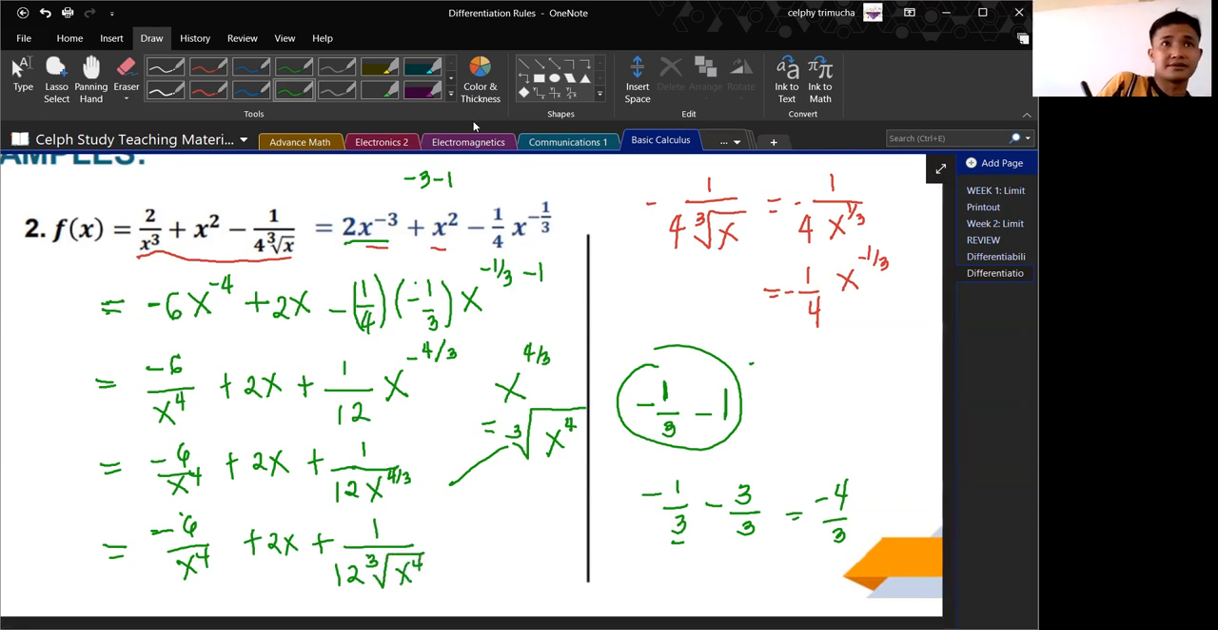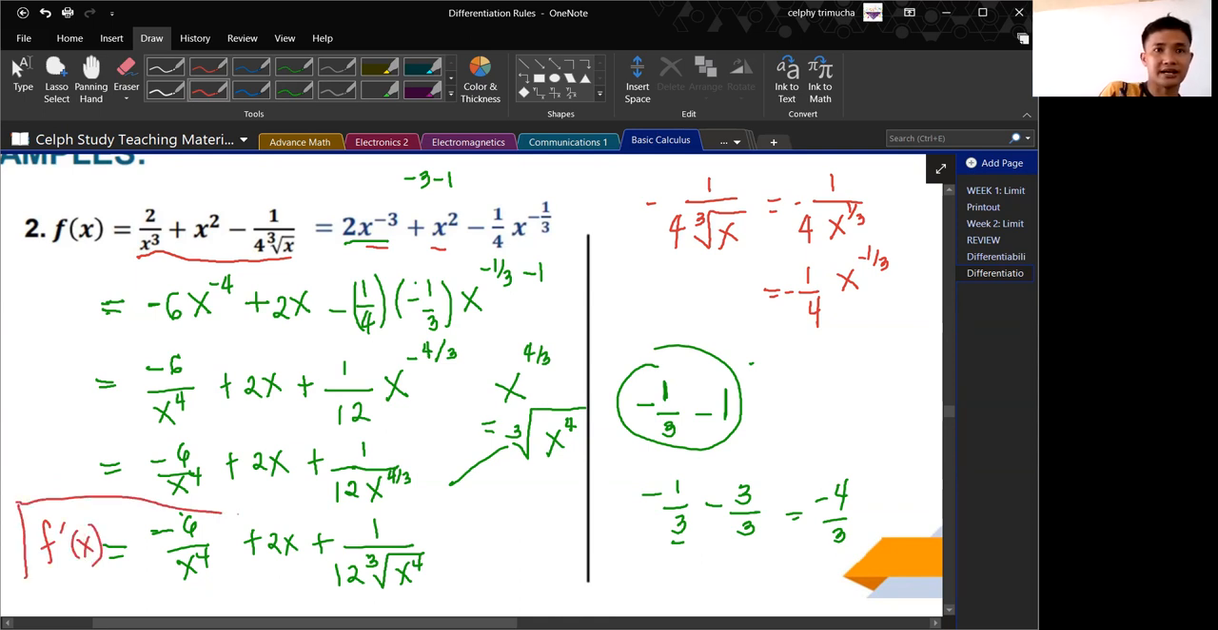Since everything is expressed, with all exponents positive and in radical form, our f prime of x will be equal to this. This now will be our final answer.